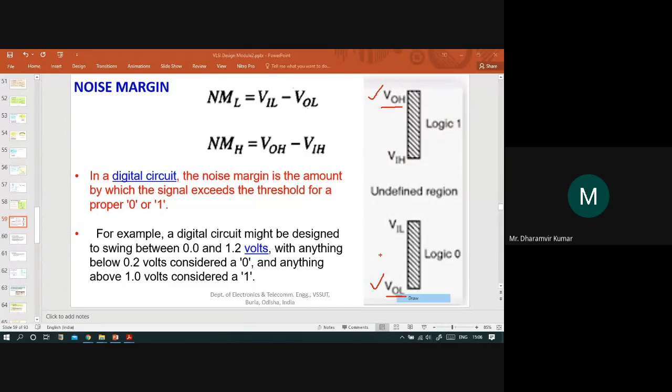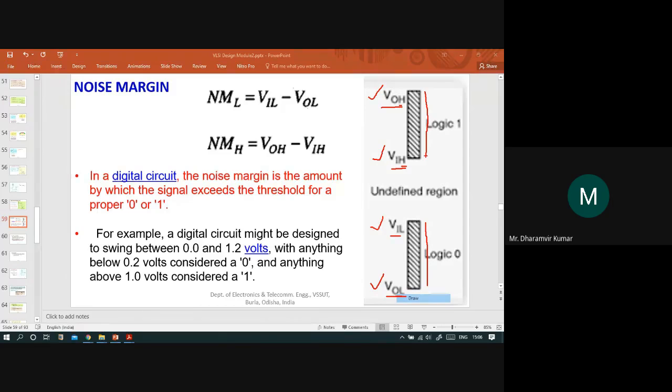And somewhere in between, we were having VIL, and we were also having VIH. We saw that the logic 0 value was lying between VOL and VIL. And for the logic high value, the H in the subscript is used for denoting logic high. So the logic high value was ranging between VOH and VIH.